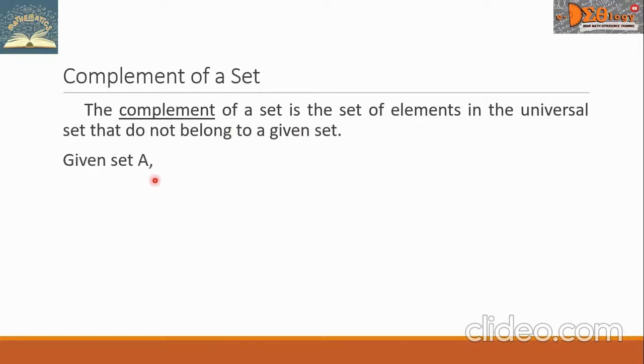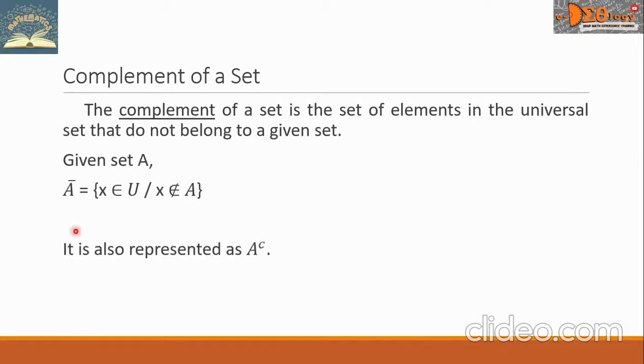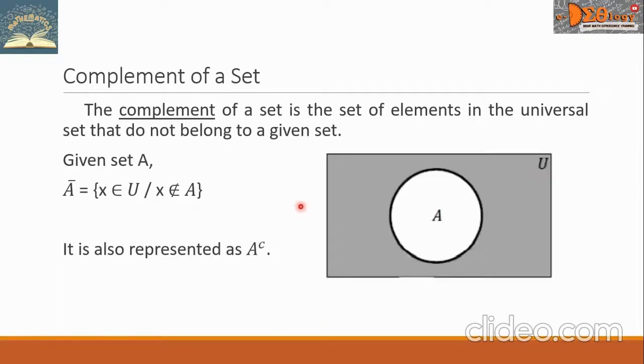Given set A, the complement of a set is given by the symbol A bar, and the elements of A bar is the variable x as an element of universal set, such that x is not an element of A. This A bar is also represented as A raised to C. Given this Venn diagram, the set A is here in the middle and the shaded part is the A complement.